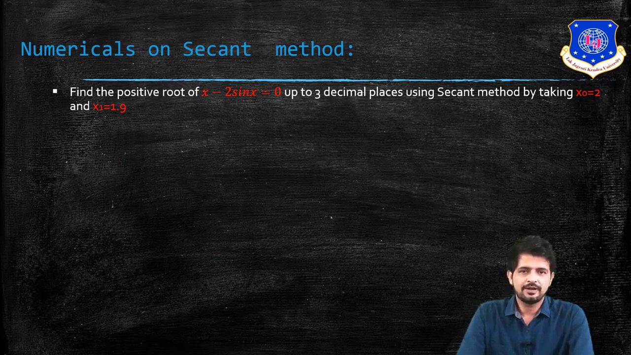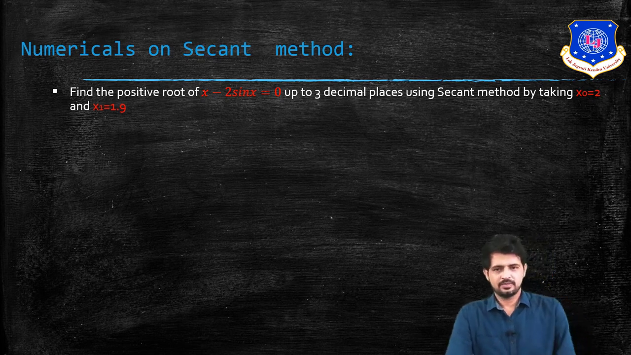First of all, you have to find the positive root of x minus 2 sin x equals 0 up to 3 decimal places using the secant method, and you have to take x0 equal to 2 and x1 equal to 1.9. So the values of x0 and x1 are already given.